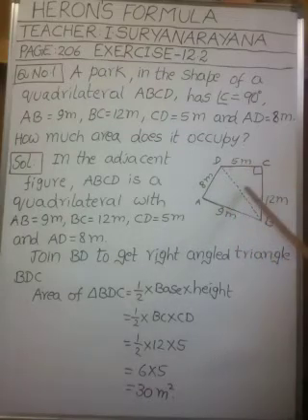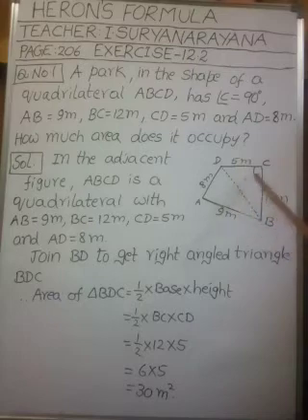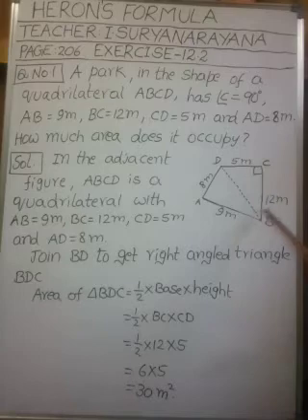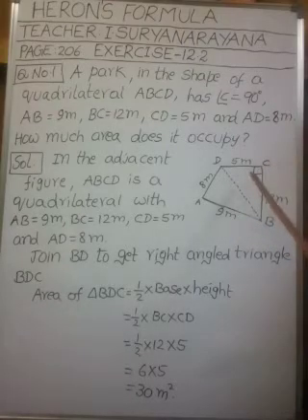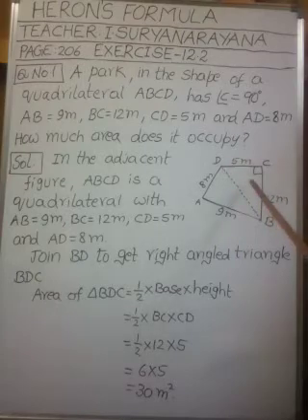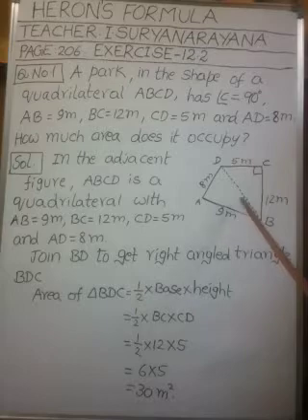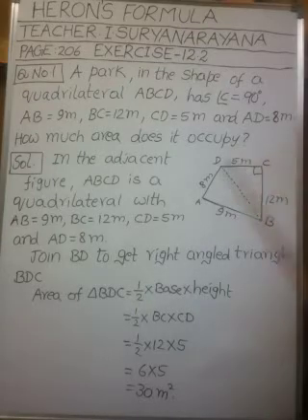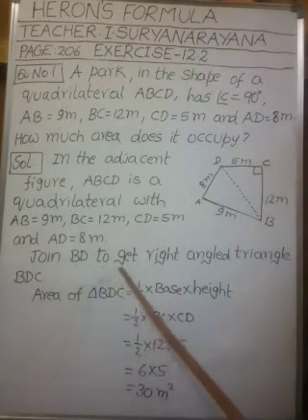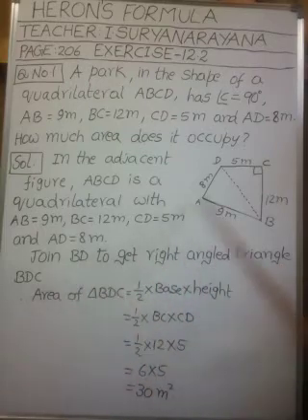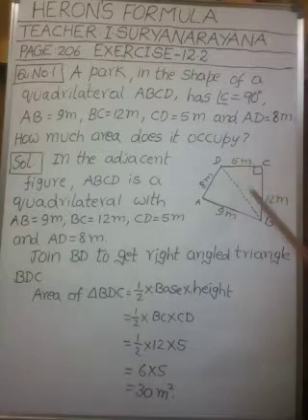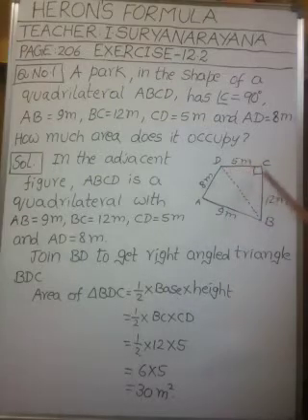Understood this diagram? The line segment BD is dividing this entire quadrilateral into two triangles, of which triangle BCD is a right angle triangle and another triangle is DAB. Understood? So join BD to get right angle triangle BDC. We got triangle BDC, a right angle triangle. So easily we can find the area of triangle BCD.